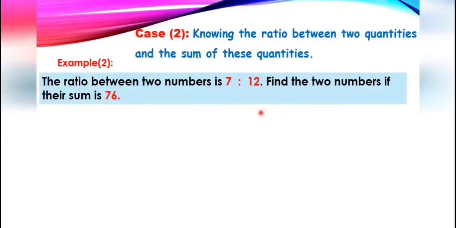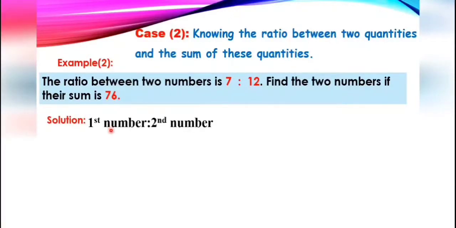The ratio between two numbers is 7 to 12. Find the two numbers if their sum is 76. So here, let's search for the givens. I have here the ratio between the two numbers. As we said, every time you will find the ratio. And here he said the word sum.